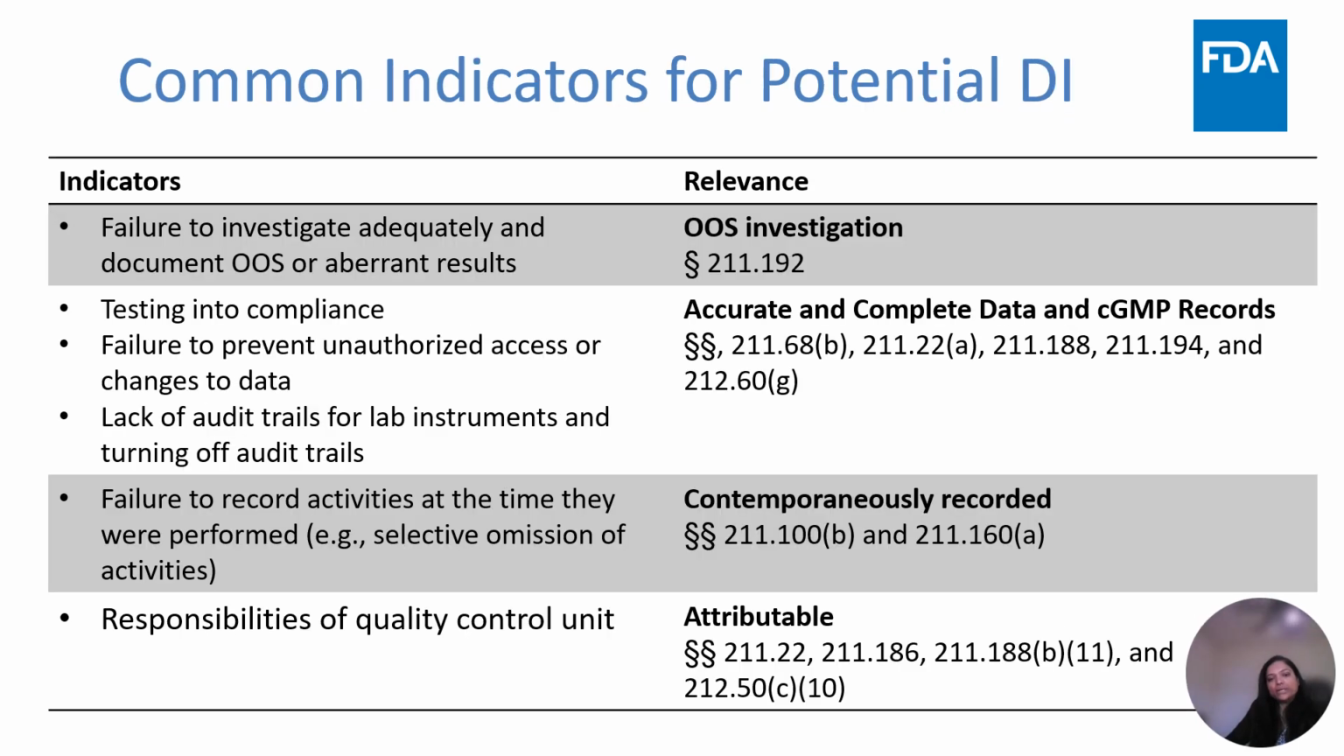These are the common indicators which are listed per observations we have commonly seen upon inspections at a site or pharmaceutical firm. And on the right hand side I have listed some citations based on 21 CFR 210 and 211. The very first common citation we have seen is 211.192, where a firm failed to adequately perform investigations or root cause analysis on OOS or aberrant results. The second common citation we have seen is for 211.68, which is for mechanical, automated, and computerized systems.